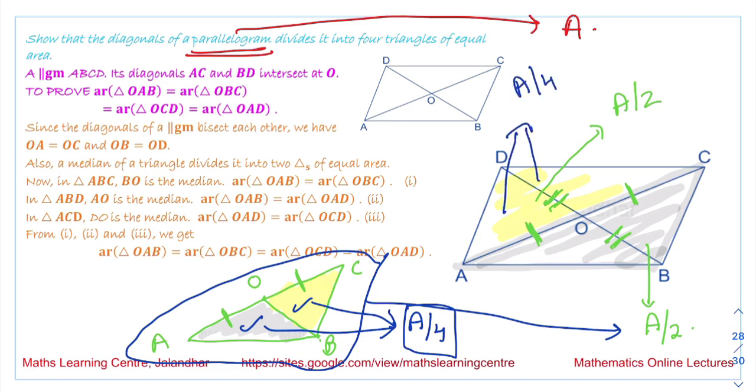So what we get is that if the total area of the parallelogram ABCD is A, then we have 4 triangles AOB, BOC, COD and DOA. All these 4 triangles have the area A by 4. And this is what we have to prove, that the diagonals of the parallelogram divide it into 4 triangles of equal area.